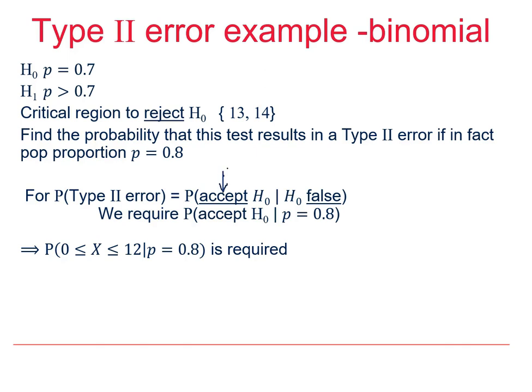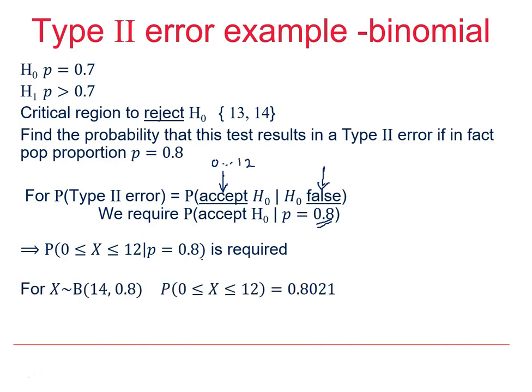We need to accept, which means we need the outcome 0 to 12 in favour out of our 14 in the sample, given that H0 is false, so using our new value for p. So simply, what's the probability we get between 0 and 12 from a sample of 14 when p is actually 0.7? It's 0.8. And that comes to 0.8021 directly off the calculator, and so that's the probability of our type 2 error for this particular hypothesis test.